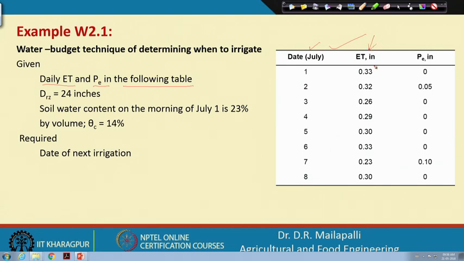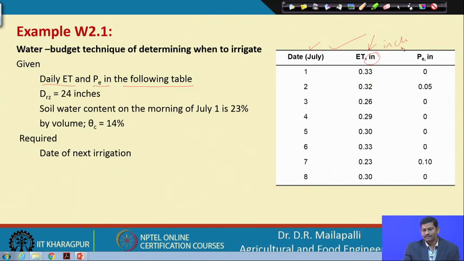Each day, what is the evapotranspiration? ET is in inches. The units are in inches, and P is the effective precipitation, mostly the amount of precipitation which has contributed to soil moisture. That precipitation is also given in inches, so these are depth units. And the root zone depth is given as 24 inch.